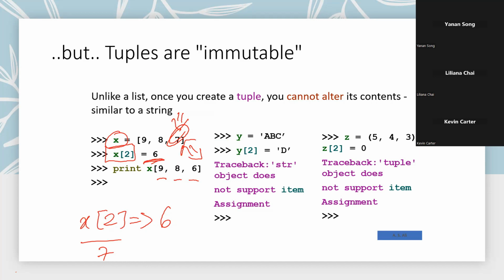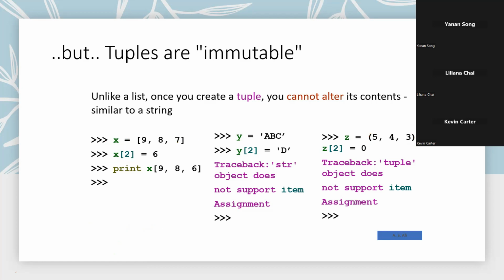Okay? But if you have a tuple, let's say 543, and you say, let me change this 3 to 0, the computer will not allow you to do that because this is a tuple and tuples are immutable. They do not mutate. They do not change their values or their shape. In this case, it will throw a traceback for you. It will tell you, traceback: tuple object does not support item assignment. The computer will tell you that I do not allow this. You are not allowed to do this with a tuple. So keep this in mind.